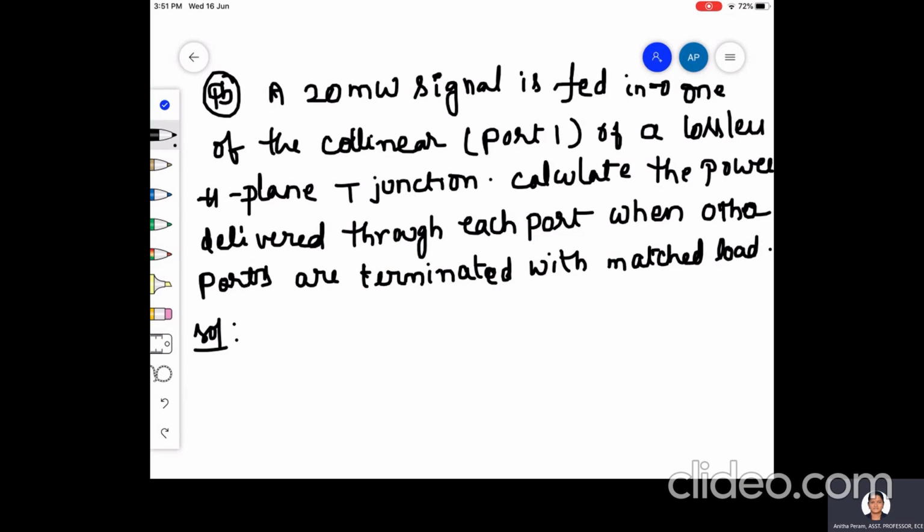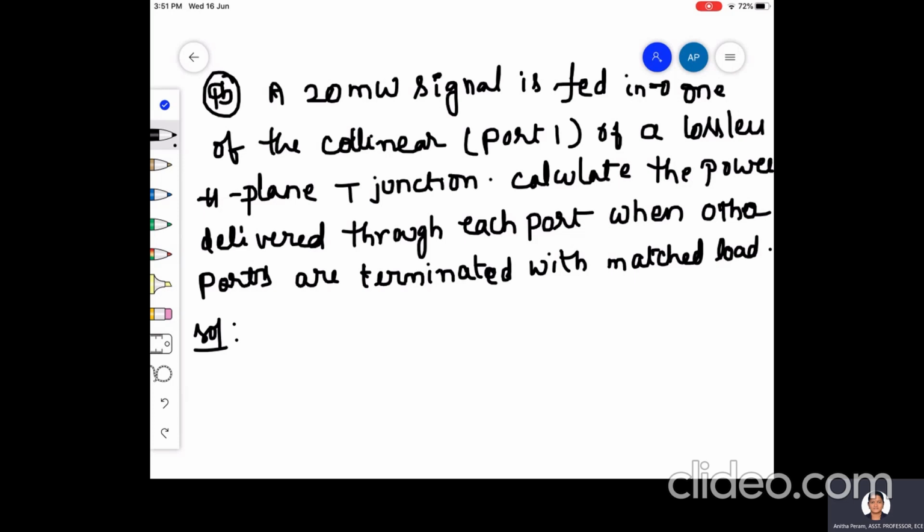To one of the collinear ports, they have given 20 milliwatts of input signal, and they are specifying it is a lossless H plane T junction. They're asking you to evaluate the power delivered through each port when the other ports are terminated with matched load. They have specified they are terminated with a matched load.